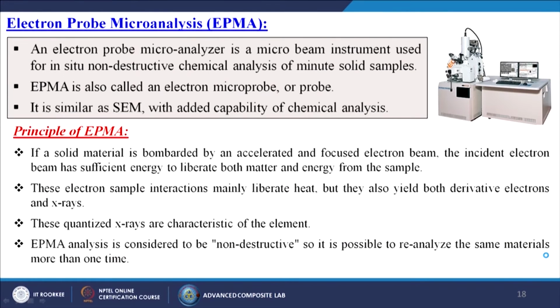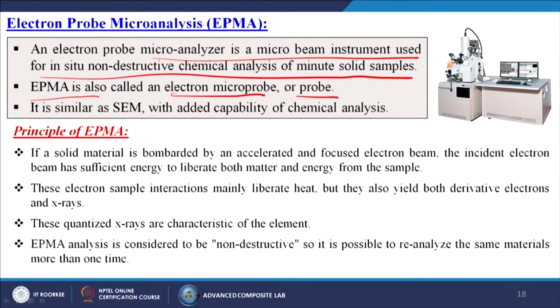Now, the next one is electron probe microanalysis, in short called EPMA. An electron probe microanalyzer is a microbeam instrument used for in situ non-destructive chemical analysis of minute solid samples. EPMA is also called the electron microprobe, or maybe the probe. It is similar to SEM with the added capability of chemical analysis. So, this is the overall, normal picture of the EPMA machine.